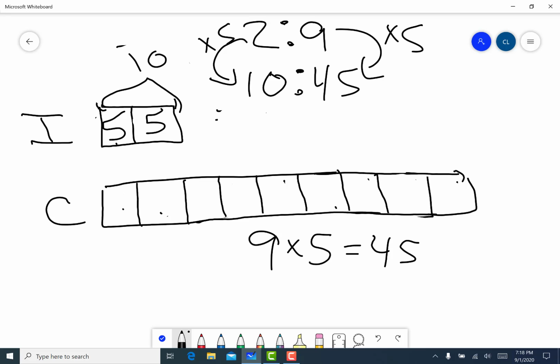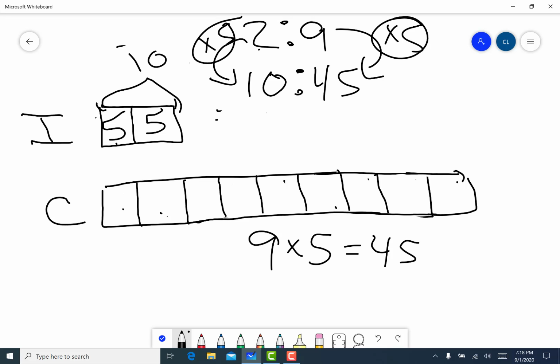All right, so E says, how did you find the numbers? For the numbers for that one, we just multiplied. Oh, that's what it's asking. We multiply both sides by 5. What I just showed you is part of E. How do we find the numbers? We multiplied the ratio, each side, by 5. We multiply 2 times 5 and 9 times 5.